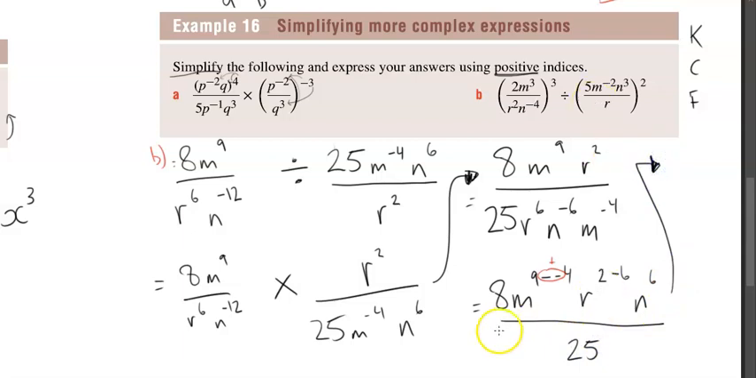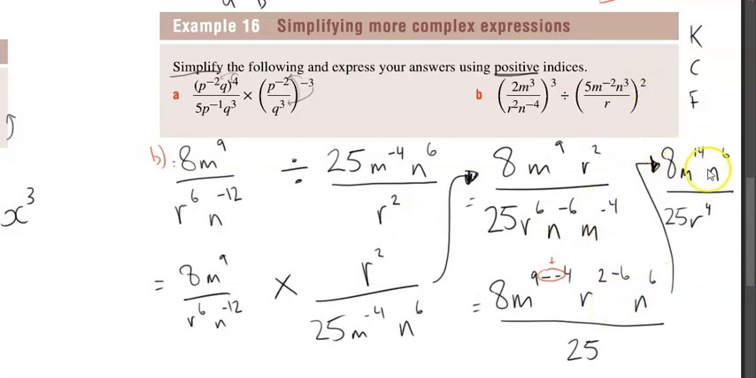All right, 9 plus 4 is 13, so this will be m to the power of 14. For r, 2 minus 6 is negative 4, so we know that's going to go into the bottom. So we'll leave it as n to the power 6, and at 25, r to the power of 4. So remember, r to the power of 2 minus 6 is negative 4. And because it's negative on the top, we have to put it onto the bottom. So it's r to the power of 4. And that should be your final solution.